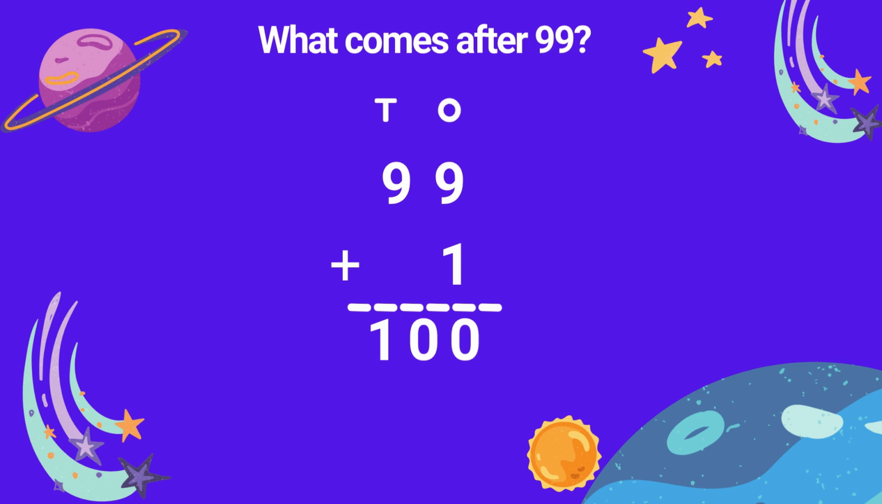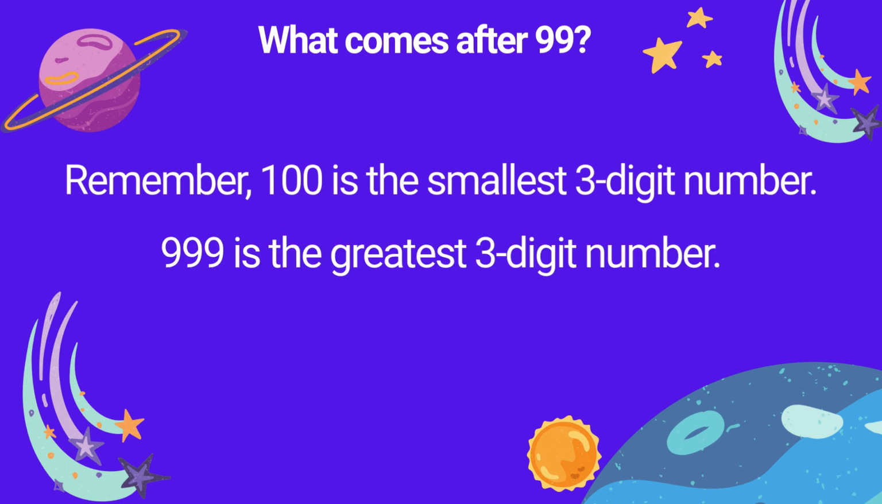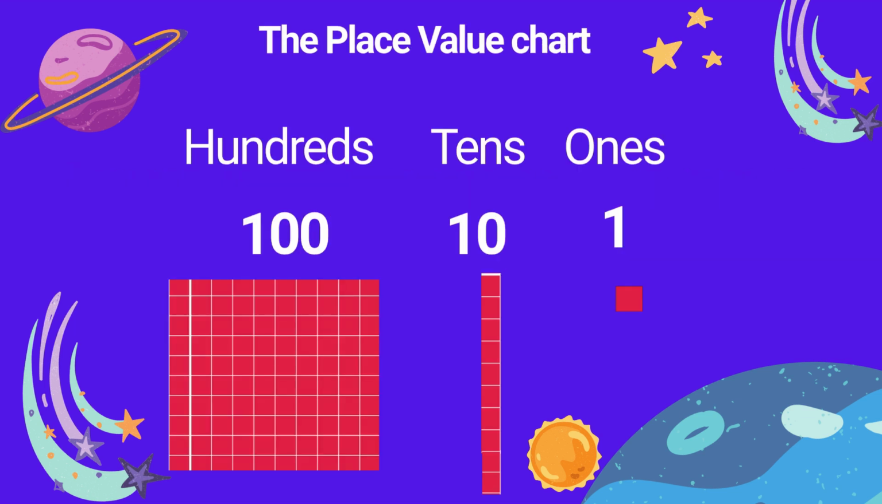Very good children. Remember, 100 is the smallest 3-digit number. Now tell me, what is the greatest 3-digit number? Yes, correct. 999. Very good children. Now, let's look at the place value chart. A 3-digit number has 3 places: hundreds, tens and ones.